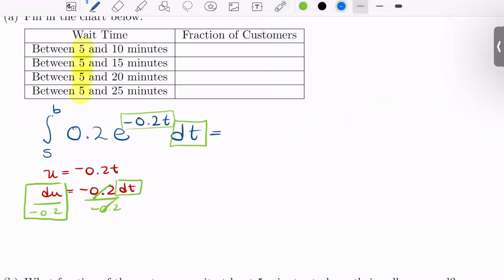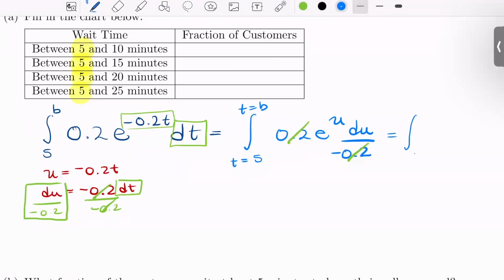So now using u's, this becomes the integral where t equals 5 to t equals b of 0.2 e to the u du over negative 0.2. We can notice that the 0.2 cancels. So this just becomes the integral from t equals 5 to t equals b of negative e to the u du. At this point, I could change these t's to b and 5 in terms of u, or I could just leave them as t's and then plug in once we substitute back in for t at the end.